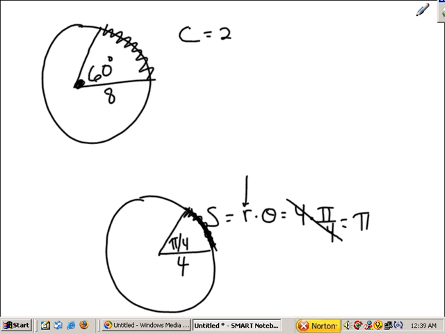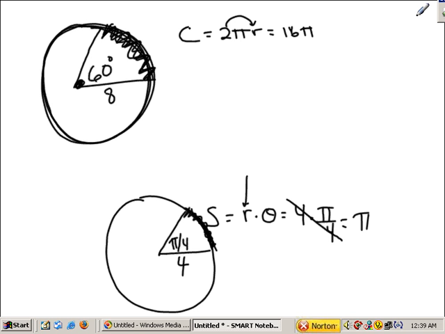The circumference of the whole circle is 2 times pi times r. In our case, 2 times r is 16, so the circumference is 16 pi. If you don't know what I'm talking about, the circumference is all the way around. How far is it all the way around? Okay, it's 16 pi. But we only want part of it.